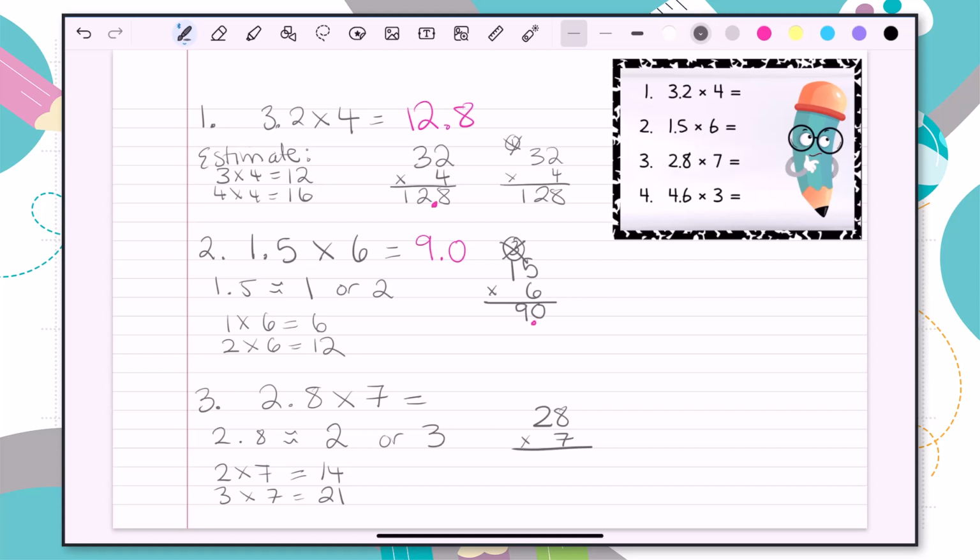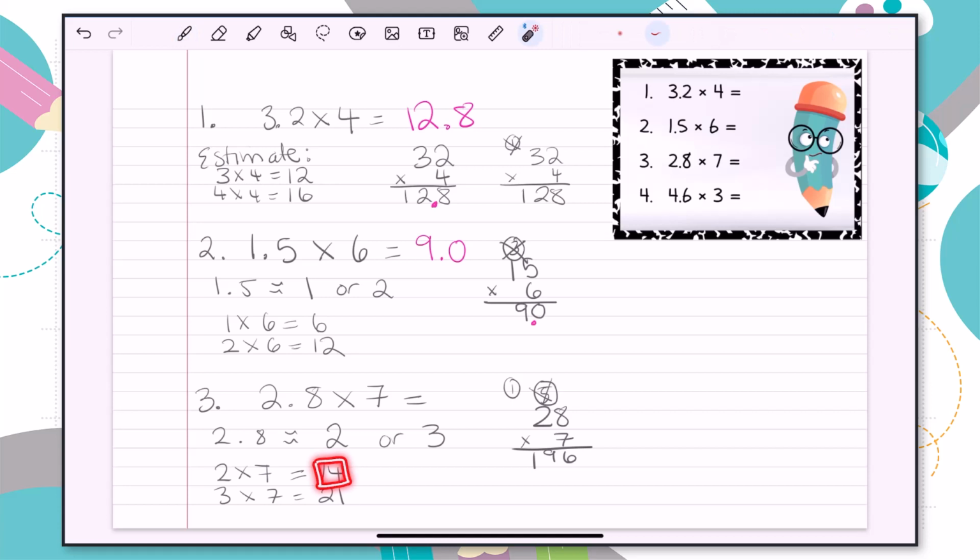We're going to remove the decimal and multiply using standard algorithm. First, we multiply 7 times 8, which is 56, and then 7 times 2, which is 14, and if we add the 5 that we had to carry over, that gives us 19. So 28 times 7 is 196, which is way too big, so we need to correctly place the decimal point.